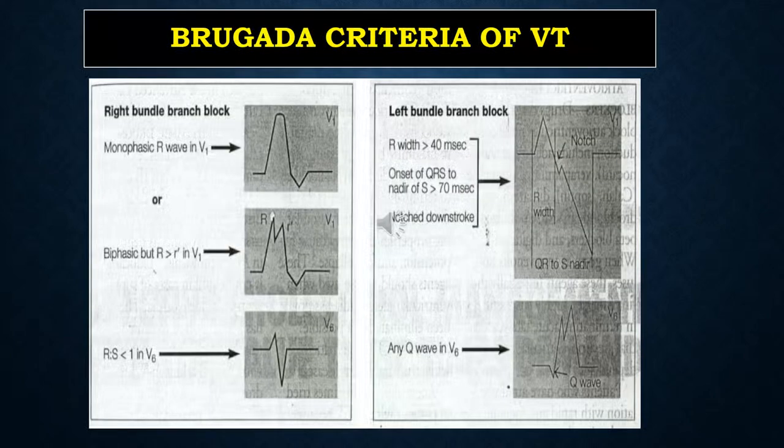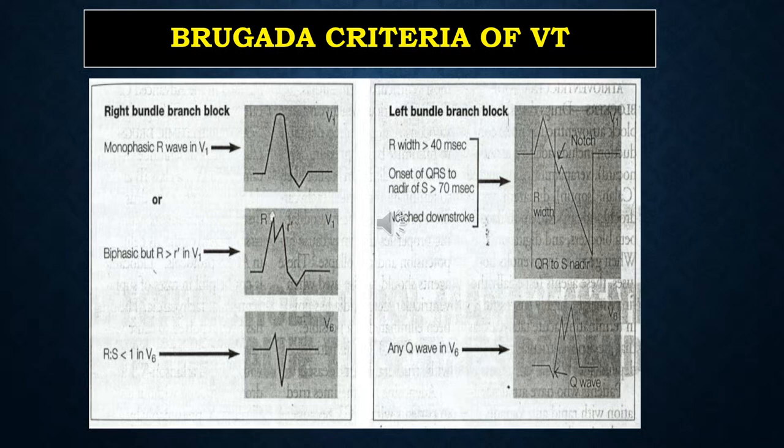Again, I mentioned this before, the Brugada criteria of VT. How can I say this is in favor of VT? If the patient has right bundle branch block with monomorphic R in V1, it's VT; biphasic R more than RS, or R' in V1 is VT; or R/S less than 1 in V6. These are criteria of VT if the patient has right bundle branch block.